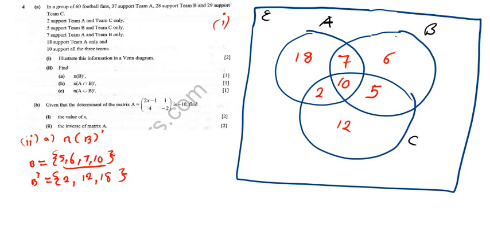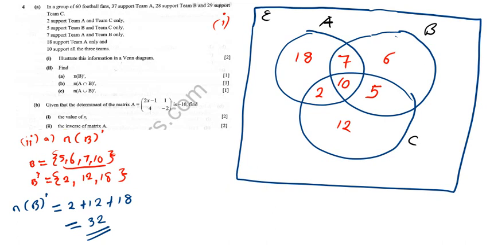But our question says we find the number of B complement. So for the number of B complement, you simply add those which are in B complement. So I add 2 plus 12 plus 18. When you add 2 plus 12, you get 14. 14 plus 18, we are getting 32. So our answer here is 32. So that's our number of B complement. So part A, we are done.